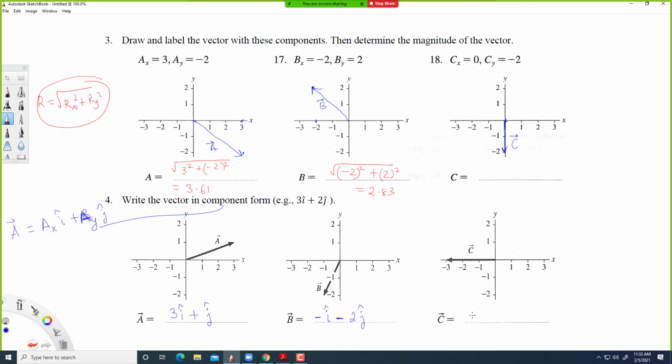Here we have 3 units to the left. So negative 3, left means negative 3 along x-axis, plus no up or down. So 0 j, that means you can just write nothing, or you can write 0 j.